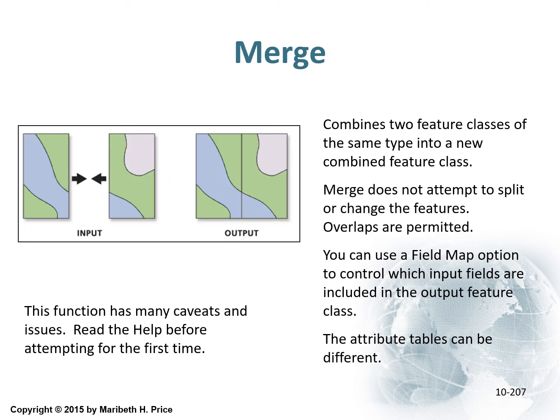Merge. Merge combines two feature classes into a new feature class. So one takes data; append takes data and adds it into an existing one. Merge takes two inputs and gives you a new output.